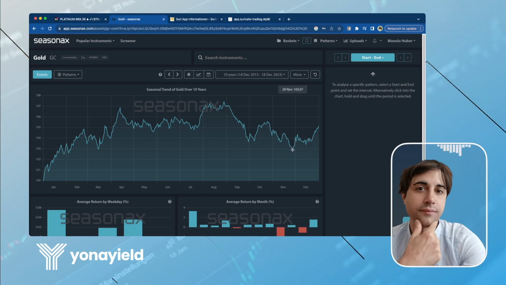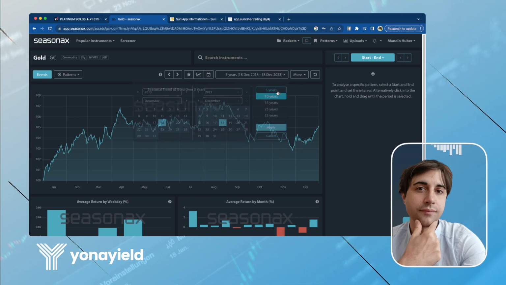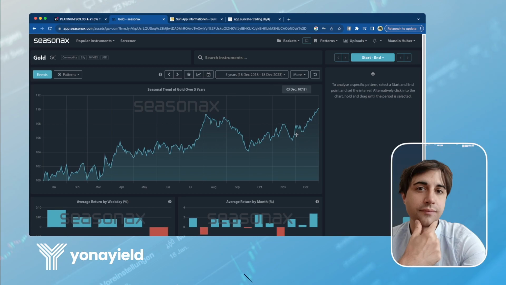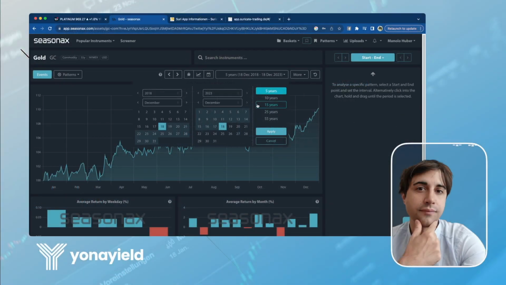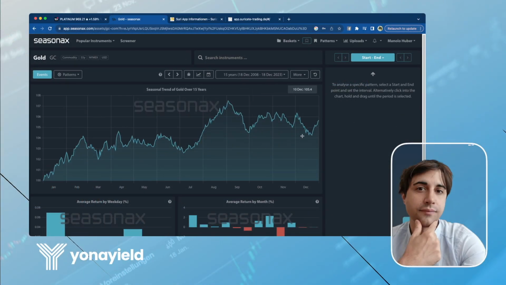As you can see, it would have even been better at the end of November. Basically, this is where the trend is starting. If you look at the 10 years now, let's look at the 5 years. Here we can also see the end of November is a good point to actually buy gold. So here maybe we are a little bit late, but let's look at how it is looking in the chart. Then let's look lastly at the 15-year.